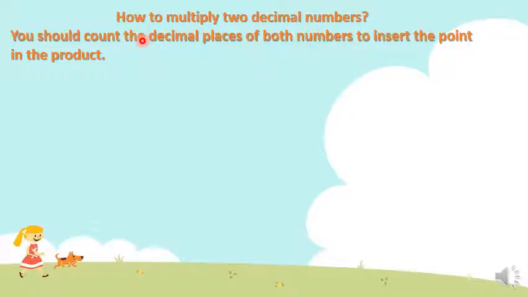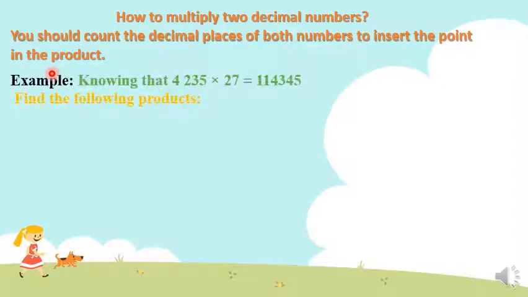To multiply two decimal numbers, we should count the decimal places of both numbers to insert the point in the product. Let's take an example. Knowing that 4,235 times 27 is equal to 114,345, can you find the following products? Look at part 1. Can you find the answer of 423.5 times 27?